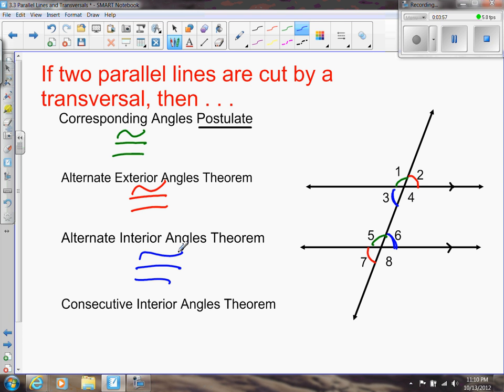And then just as you start to think you see a pattern going on, you talk about consecutive interior angles, and you look at your consecutive interior angles like angle 4 and angle 6. They're both on the inside. Are those both acute? No, one's acute, one's obtuse, right? This one's acute, that one's obtuse. These two angles are going to add up to 180 degrees. So we're going to say all consecutive interior angles are supplementary.